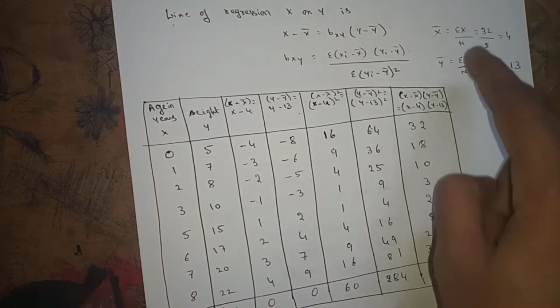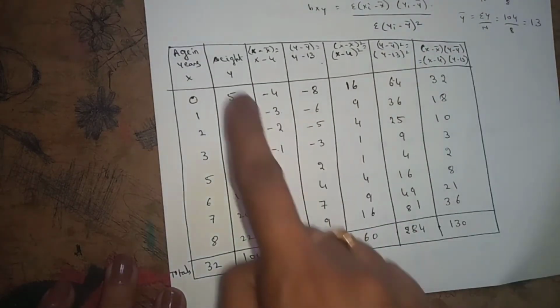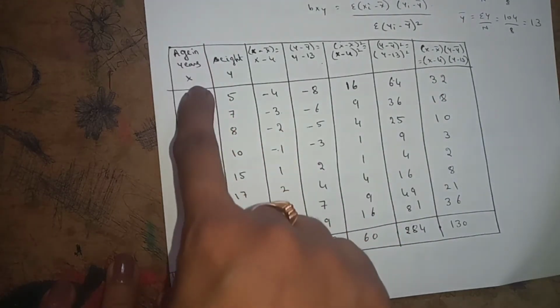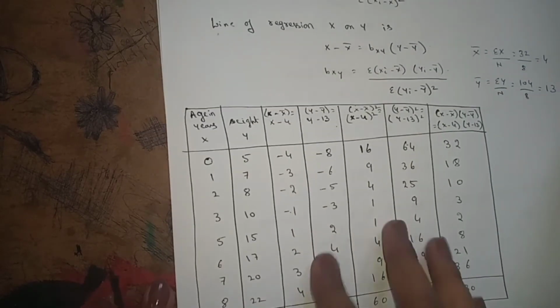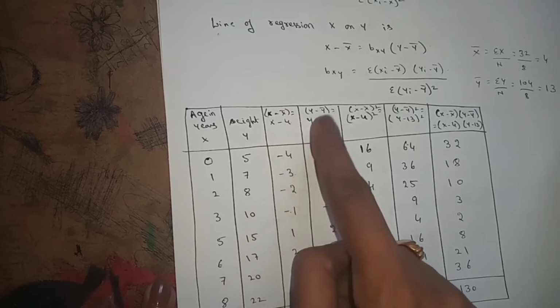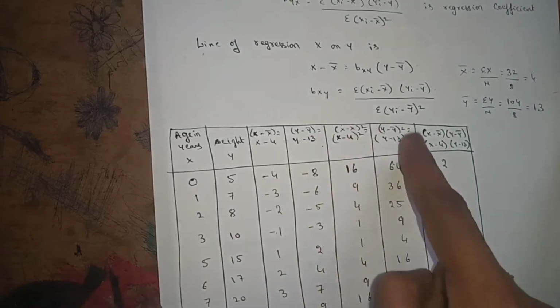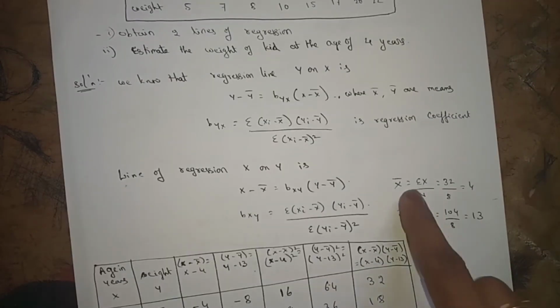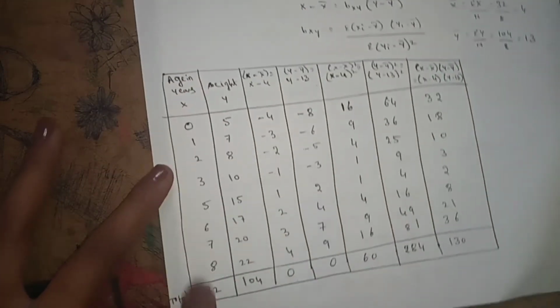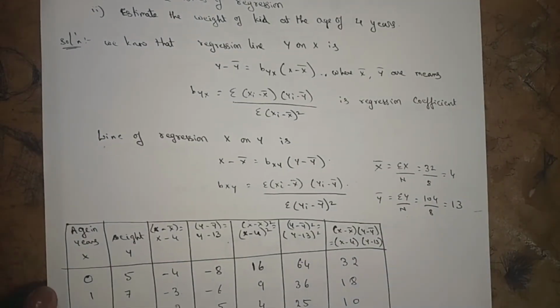Now using the given data, we will draw the table like this and then find x bar and y bar. The table has age of a kid in years x, weight y, then x minus x bar, y minus y bar, x minus x bar whole square, y minus y bar whole square, and x minus x bar into y minus y bar. What are x bar and y bar? X bar is sigma x by n. Add all these values and you get 32, divided by the number of observations, which is 8.